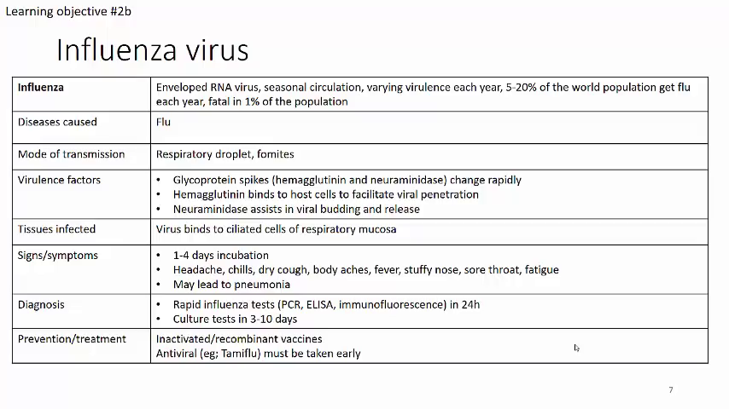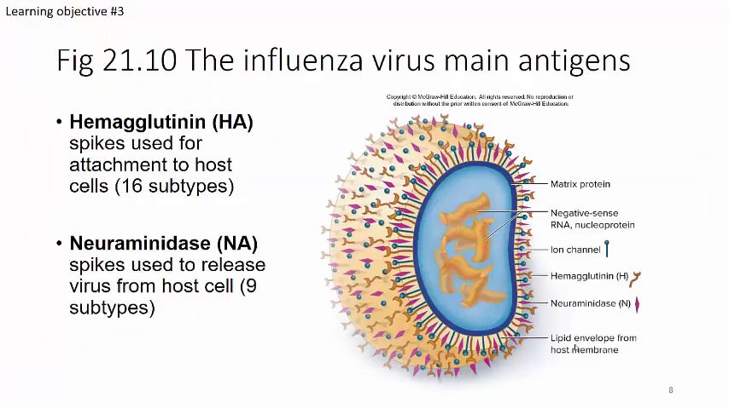Diagnosis: there are several rapid influenza tests that can be completed in less than 24 hours. So PCR tests for the presence of the flu RNA. ELISA would test for the presence of flu antigens, and immunofluorescence would be a way of staining flu particles so that you can visualize them really easily. And then you can also culture flu, but this takes 3 to 10 days, so usually this is not used. Prevention and treatment is the flu vaccine that is made from a combination of the most prevalent flu strains from the year prior. And then if you catch the flu early, you can take Tamiflu, which is an antiviral.